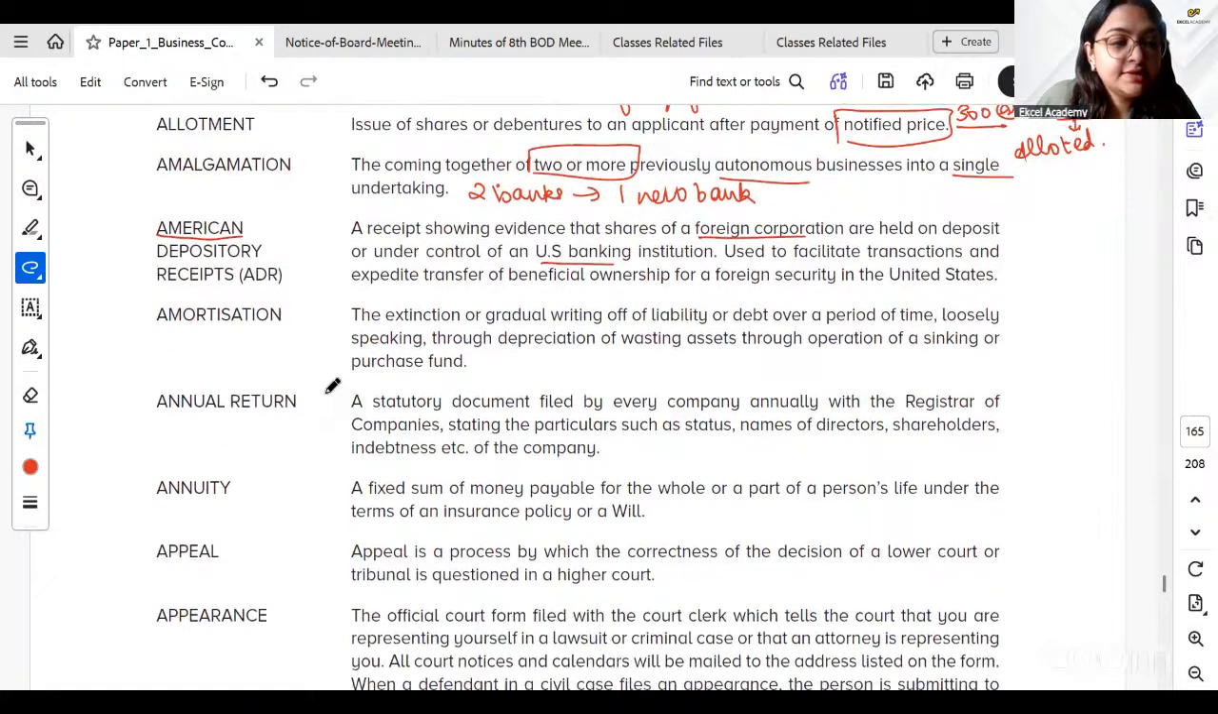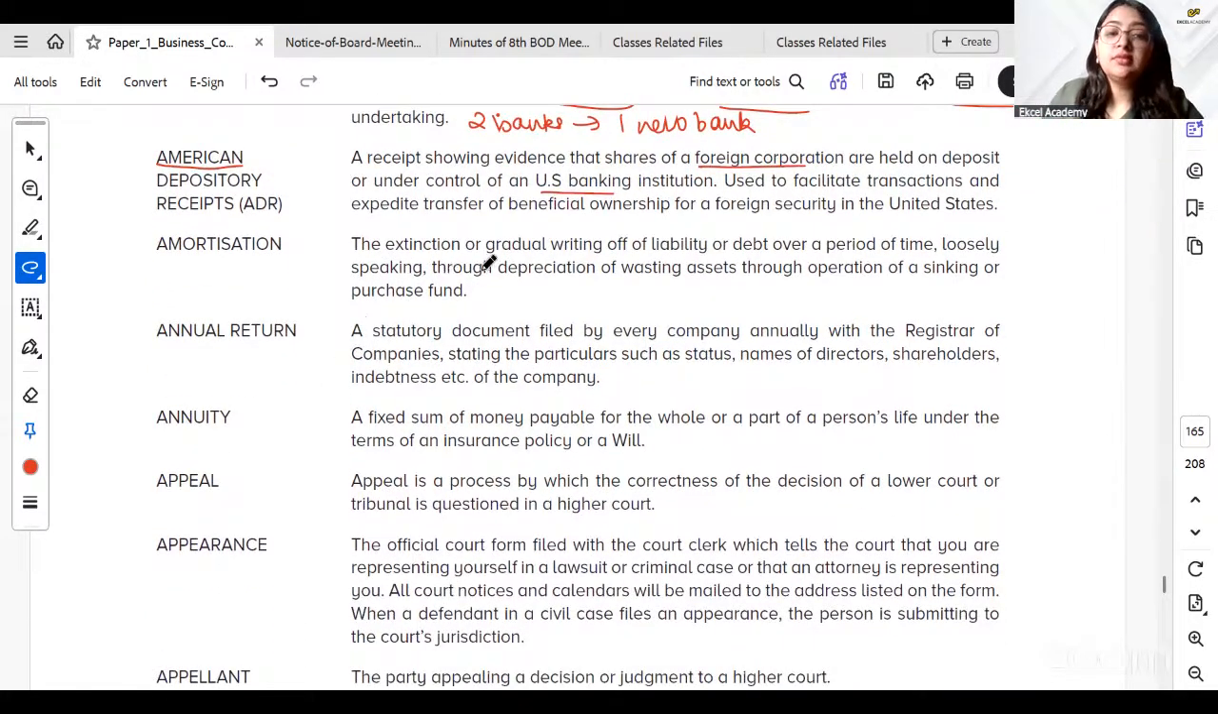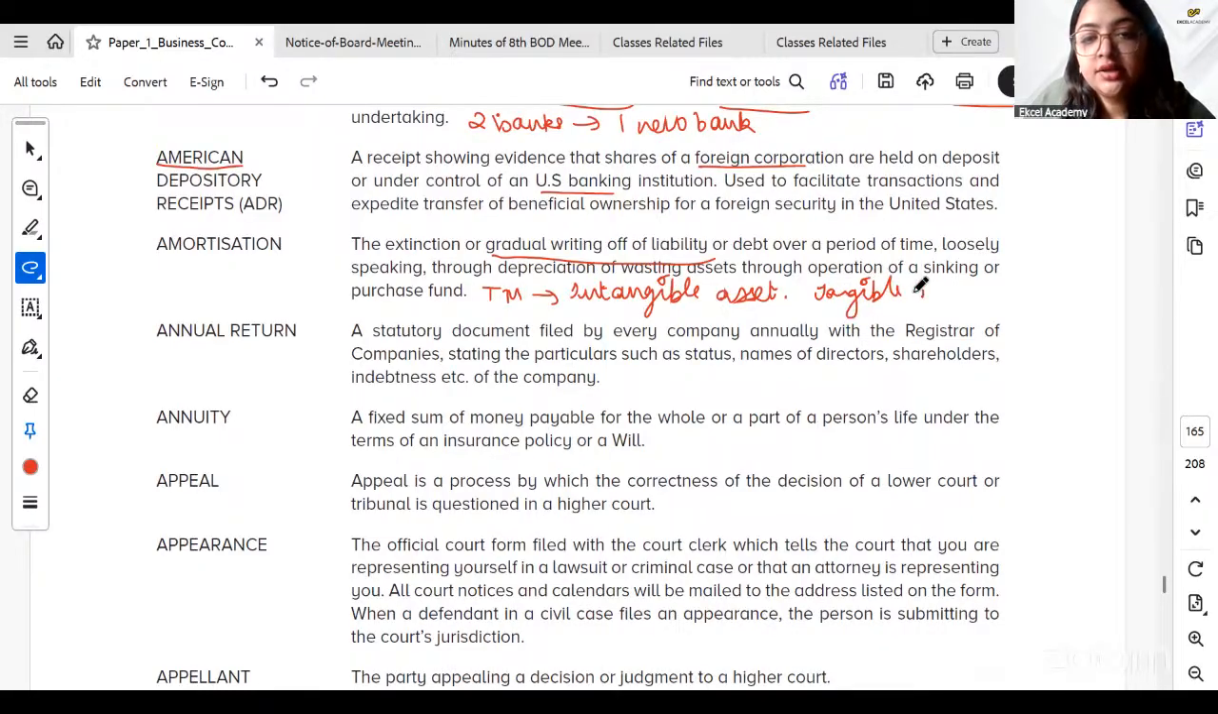All right. Amortization. Amortization is the writing off of your liability or debt over time, loosely speaking, through depreciation of wasting assets through operation of a sinking or a purchase fund. So let's say you have your trademark. Your trademark is an intangible asset that you have. But over a period of time, the value will reduce, right? So that is what you do with your amortization. That is the gradual writing off of your liability. You will not write it off immediately. You will write it off gradually. So your amortization is for your intangible asset. For your tangible asset, it is your depreciation.